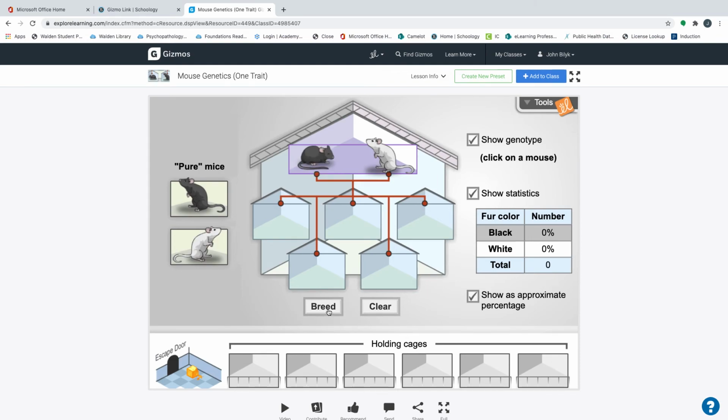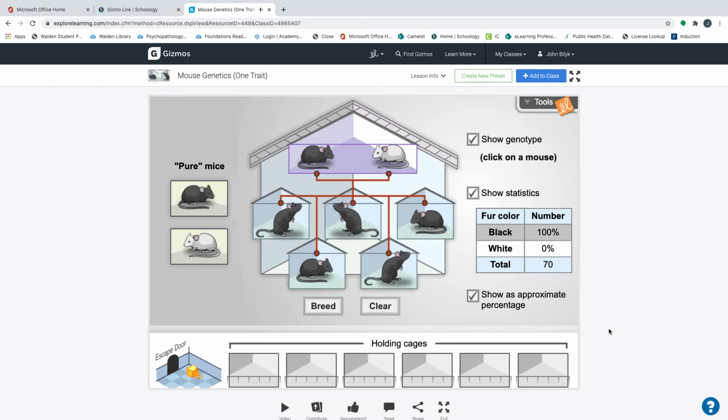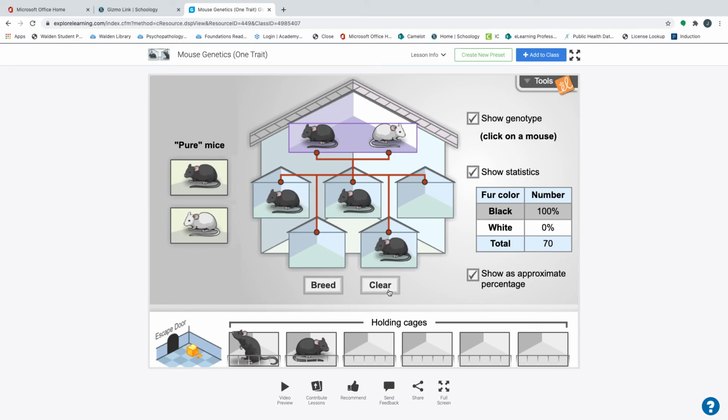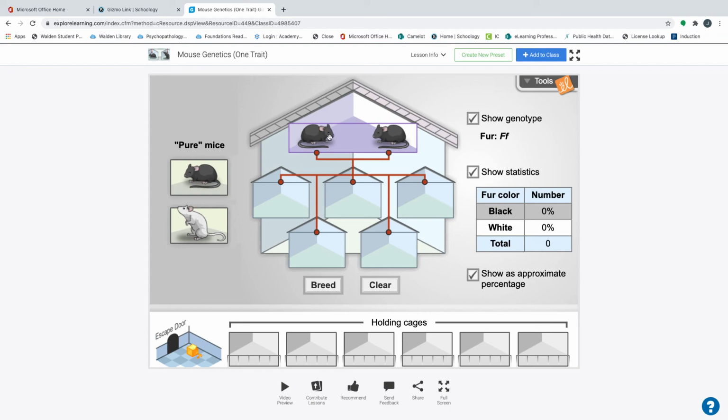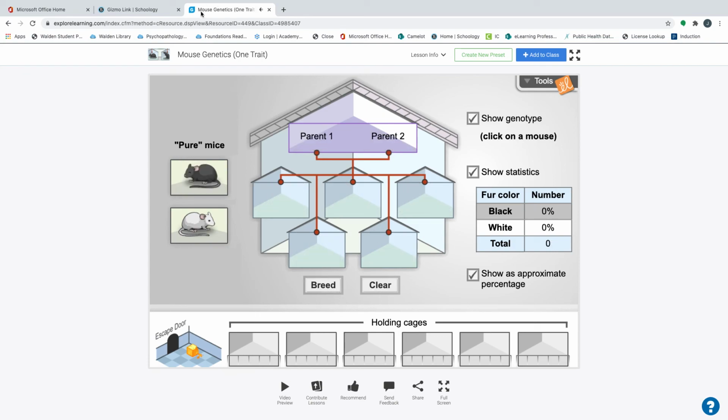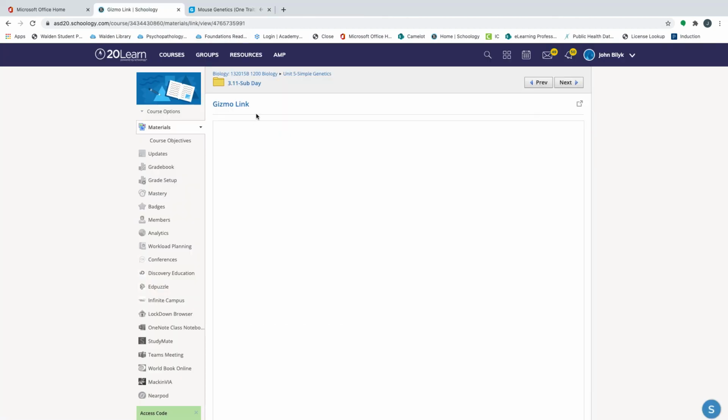All right. So let's say after you breed a whole bunch of them, there are also these holding cages down here that you need to know. So let's say we want to take one of these mice and another one of these mice as well. Then what we can do is, hey, let's clear these, and now I want to breed these. You can just pull these up, and you can now see what the genotype is. So if we click breed, look at that. Now we're getting different colors. All right. The gizmo is super simple. All right. It really is.